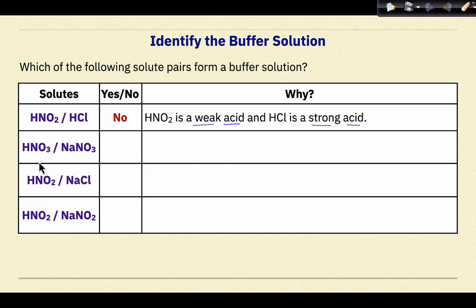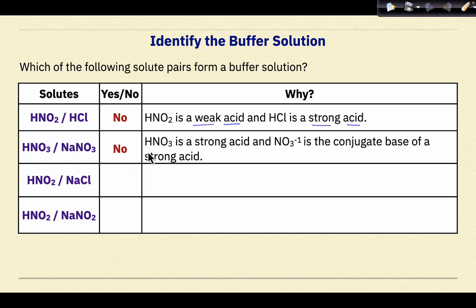Let's look at our next one, HNO3 and NaNO3. If you thought, no, that's definitely not a buffer, you are correct as well. And the reason why is HNO3 is a strong acid and NO3-1 is the conjugate base of the strong acid. We do need conjugate acid-base pairs, but we need a conjugate acid-base pair between a weak acid and its conjugate base, or a weak base and its conjugate acid.